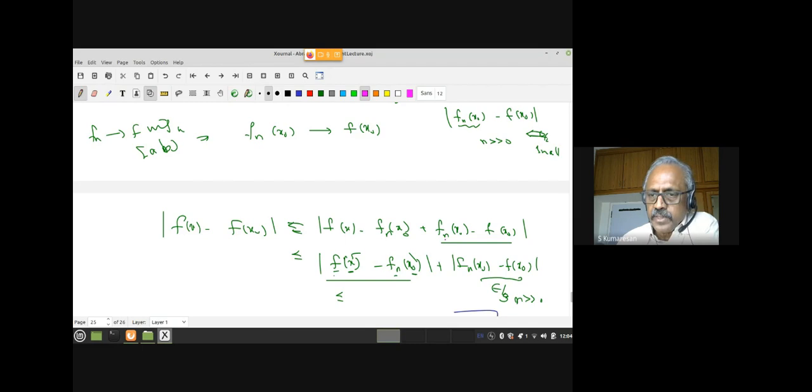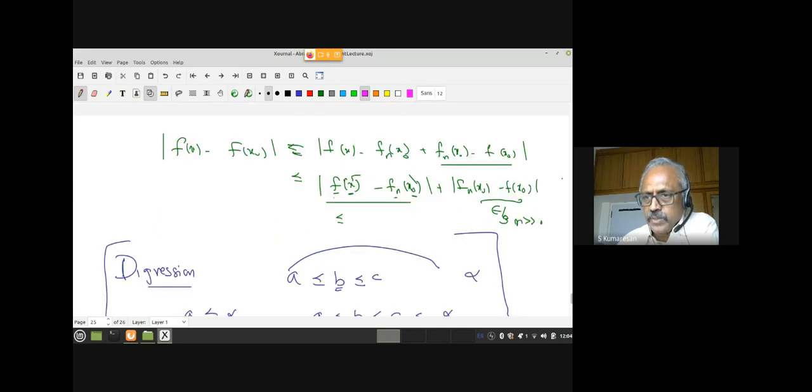Then I know f_n of x naught and f(x naught) will be very close, so I just introduce that. That is my first curry leaf. So I wrote it as less than or equal to mod f(x) minus f_n(x naught) plus f_n(x naught) minus f(x naught). So this term I can make sure is less than epsilon by 3, epsilon by 10, I don't care. I can make it very small if n is very, very large. Okay, this I can make sure.